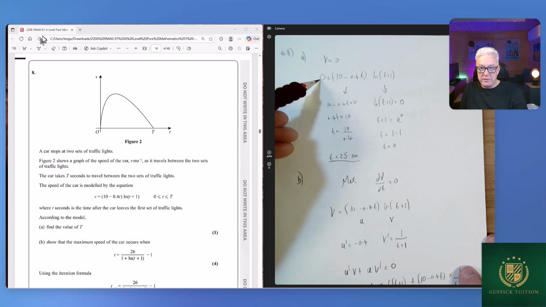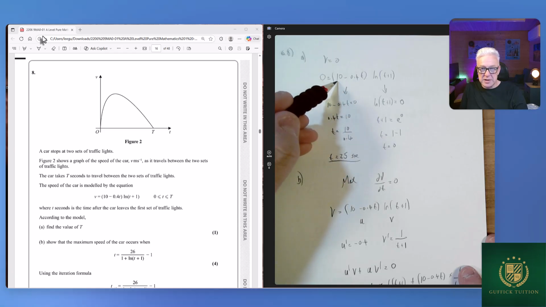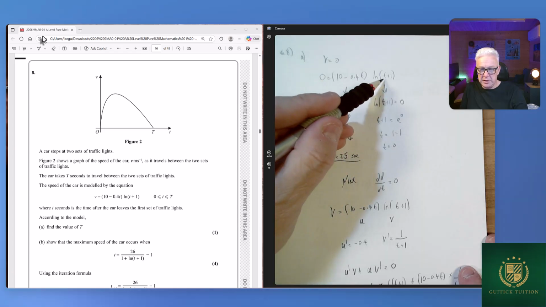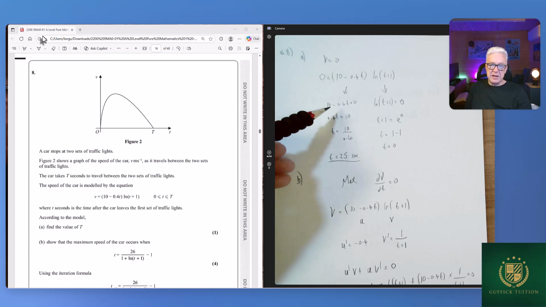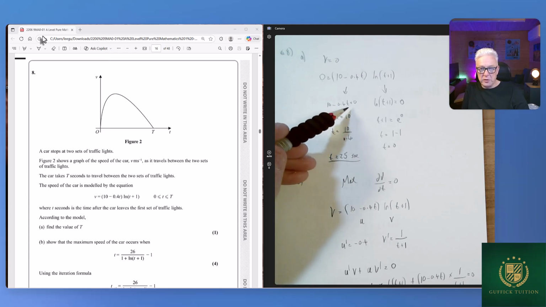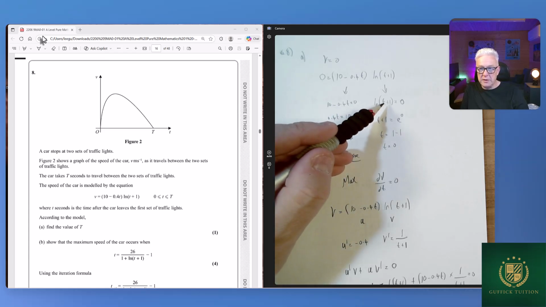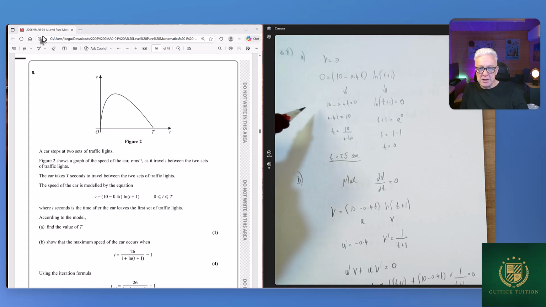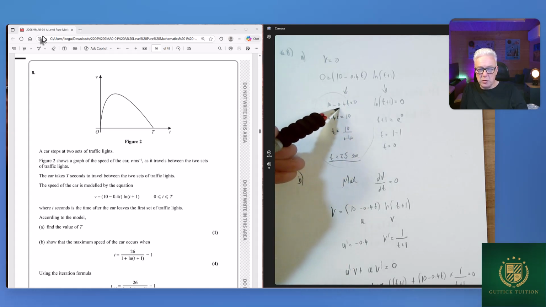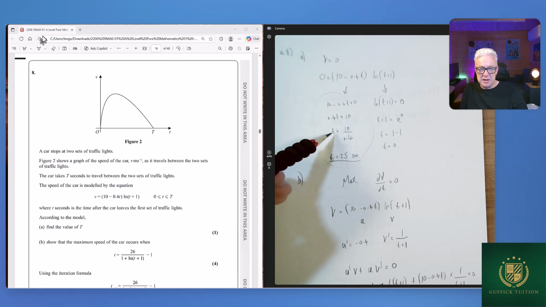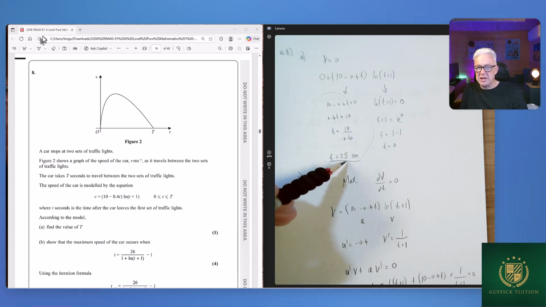So we've got v is 0, so we've got 0 = (10 - 0.4t) ln(t + 1). And that means that either 10 - 0.4t is 0 or ln(t + 1) is 0. So let's do this side first. So we end up with 10 - 0.4t = 0, so 0.4t = 10. So t is 10 over 0.4, which is 25 seconds.